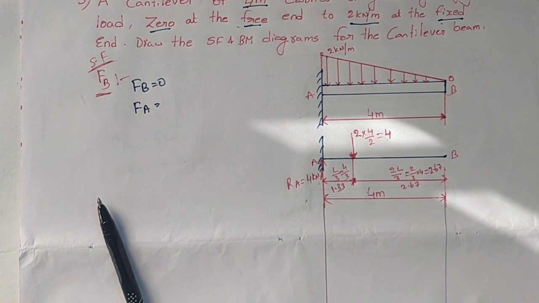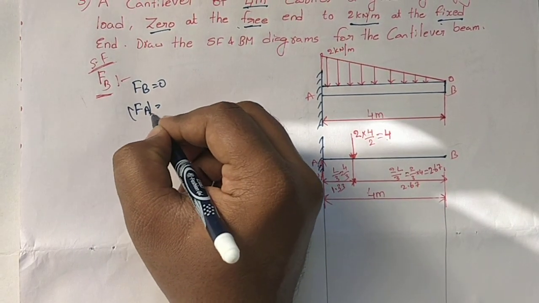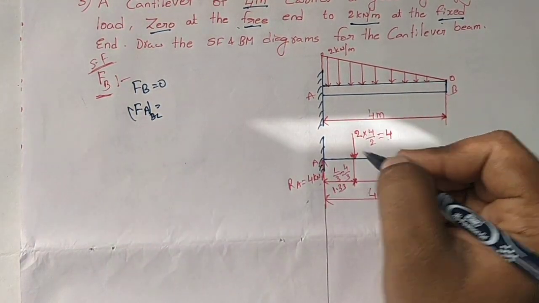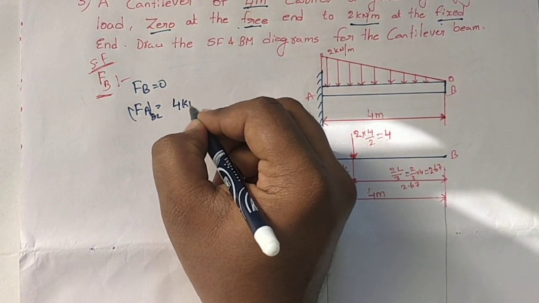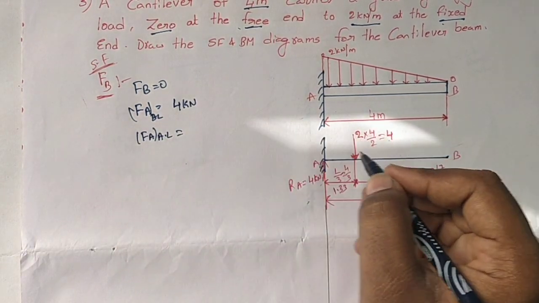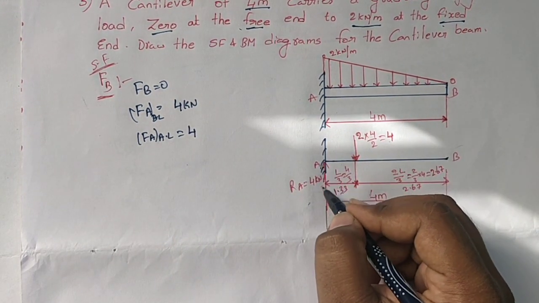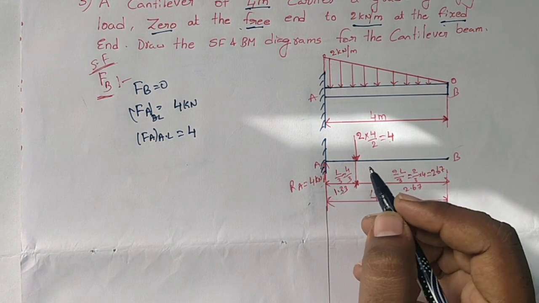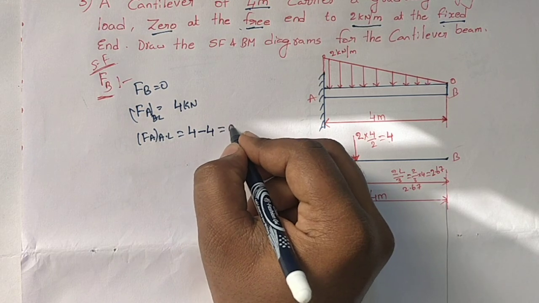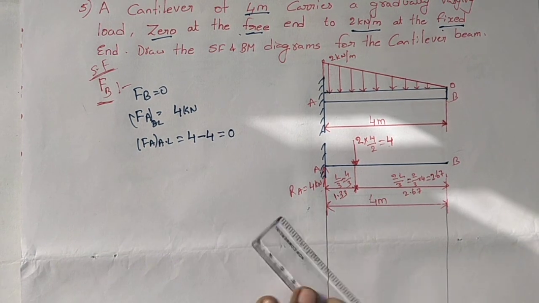Next, shear force at point A before the load. On the right side of point A there is only a downward force. Downward force is positive, that is 4 kilonewton. Next, shear force at point A after the load: on the right side of point A there is one load, and at point A one reaction force acts. The reaction force acts in the upward direction, so it is taken as minus, so 4 minus 4 equals 0. Based on these values we need to draw the shear force diagram.